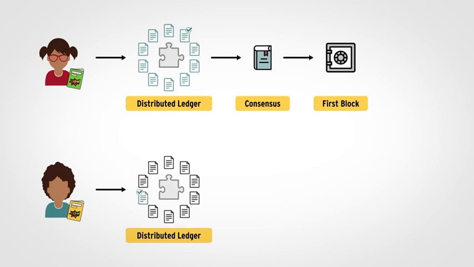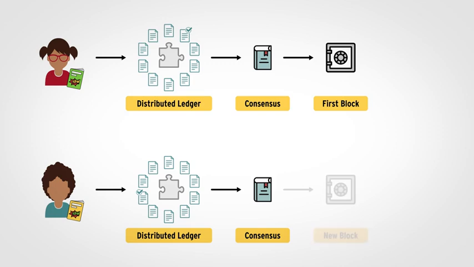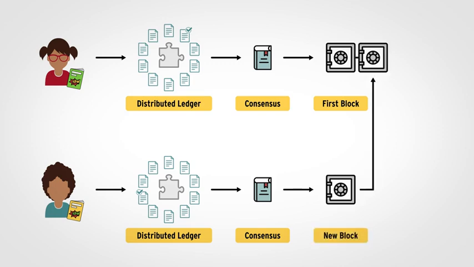This time, Chen is the first to solve the puzzle, and their paper is sent to everyone. Everyone can confirm that this paper is accurate and Chen solved the puzzle correctly. This new piece of paper is attached to the first piece of paper. Now we have two blocks chained together. We have our blockchain. As more blocks are chained together, it becomes harder to change the previous blocks.